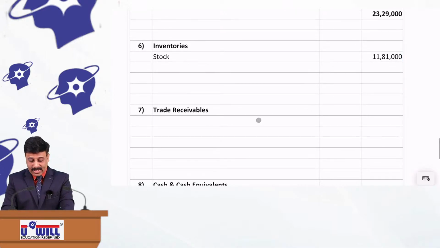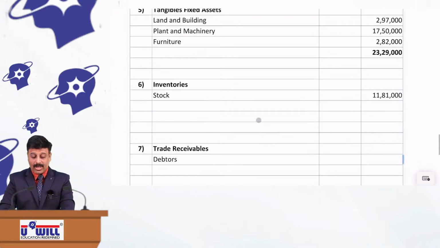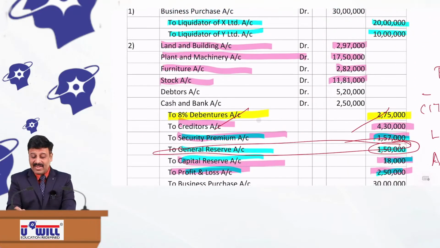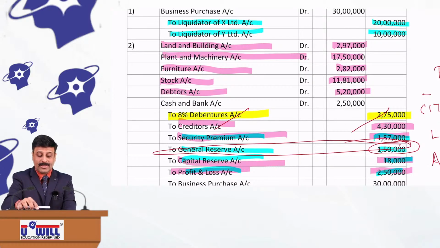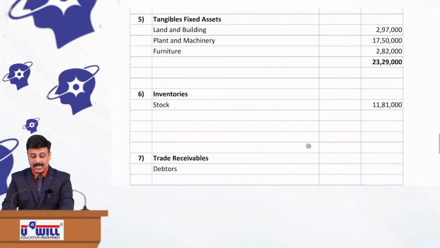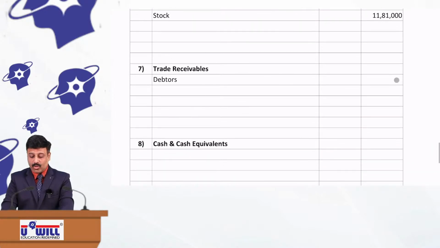Trade receivables will include debtors. Now again, from the journal entry, we all can see that debtors are 5,20,000. All of you can see here. Okay, debtors are 5,20,000. Again, only one item in trade receivables.